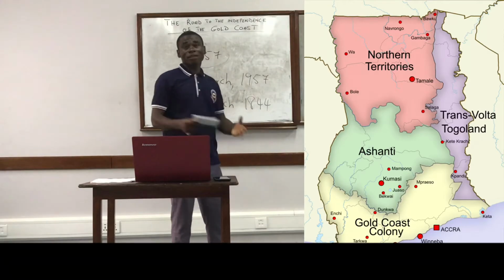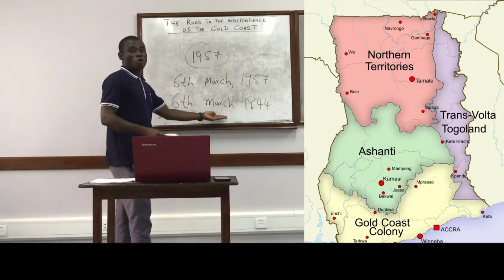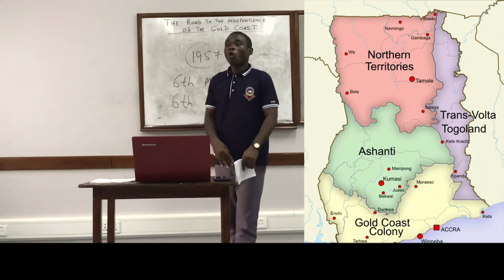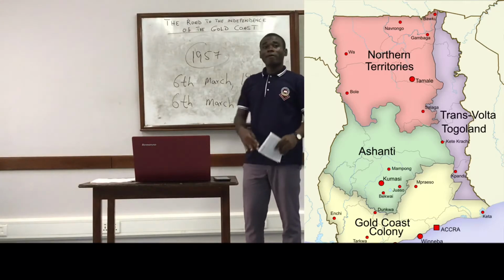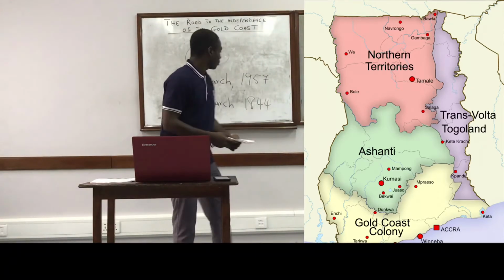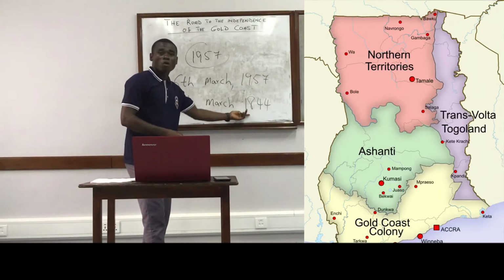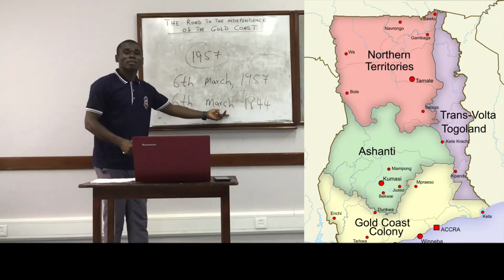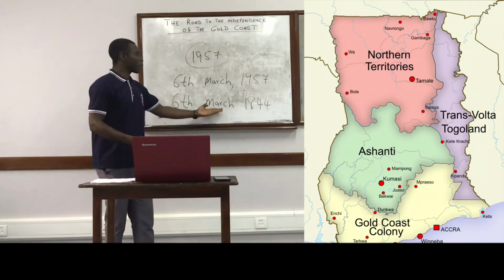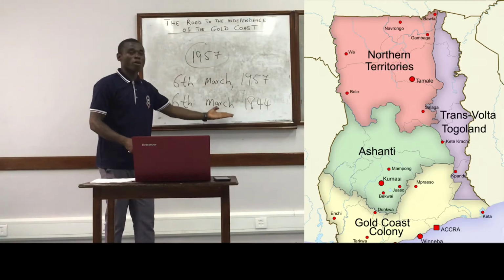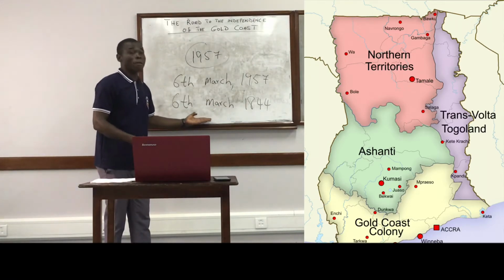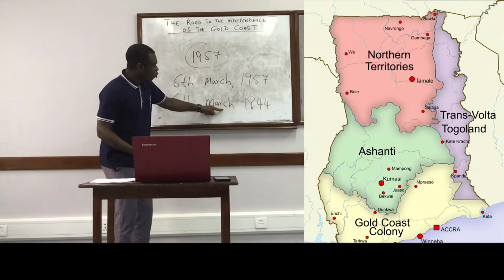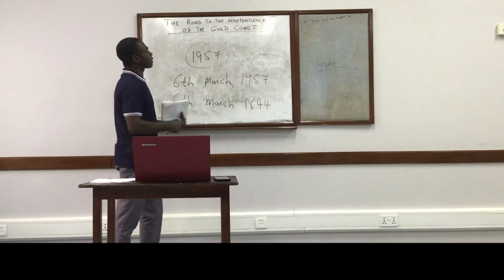We know that the Fantis live in the coastal areas of the Gold Coast, while the Asantes were all around the coast. They were fighting with the Fantis, who are those in the coast area. So the Fanti chiefs and the Asantes were fighting. Sometimes the Asante people won. They were causing trouble here. They were controlling the coastal areas somehow. So the Fanti chiefs signed an agreement with the British government.